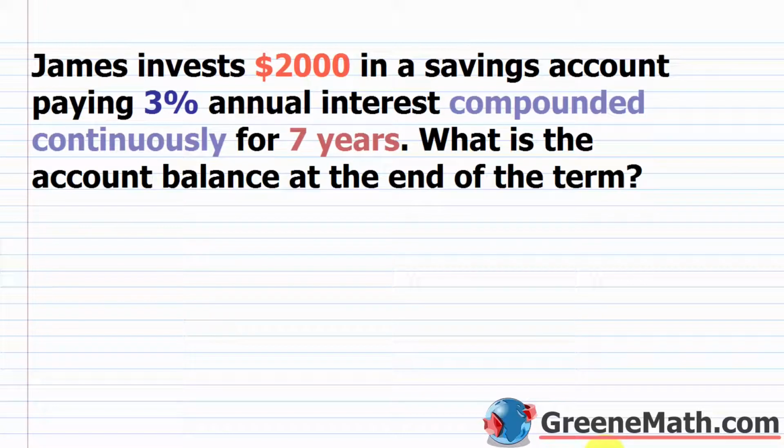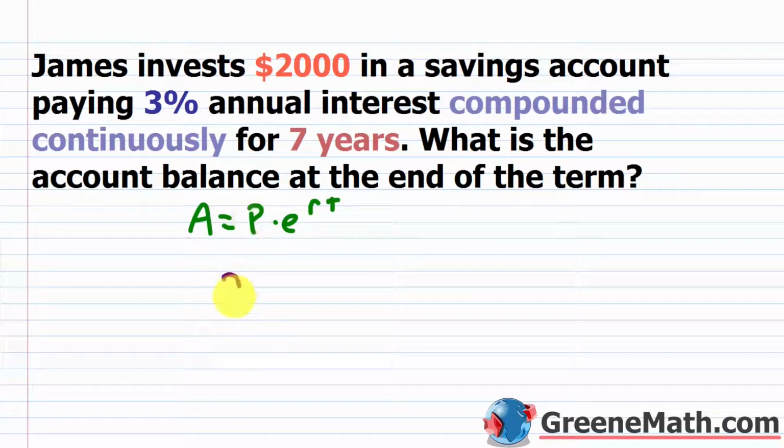This is a very easy concept. Just memorize the formula and plug into it. That's all you have to do. So we have that James invests $2,000 in a savings account paying 3% annual interest compounded continuously for 7 years. What is the account balance at the end of the term? Very easy. Again, A equals P times e raised to the power of r times t. Most of this is just memorizing the formula. Hopefully your teacher lets you write it down on a piece of scratch paper. But basically, you're just going to plug in.